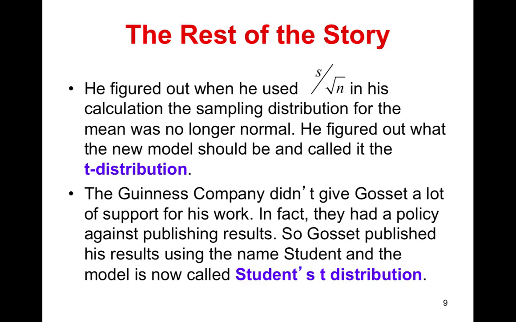So he found a way to deal with small samples and the problem of using the sample standard deviation by creating his own model, which he called the t-distribution. So why didn't he name it after himself and call it the Gosset distribution? Well, Guinness carefully guarded their brewing secrets and prohibited any of their employees from publishing anything, even mathematical results. So he published the results using the name Student, and the distribution is now called the Student t distribution.